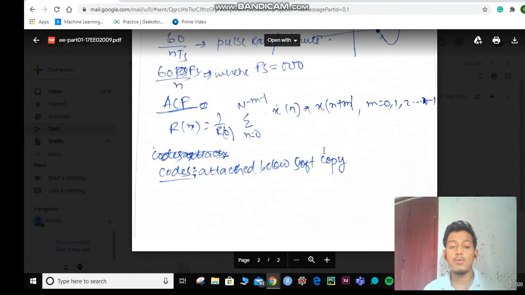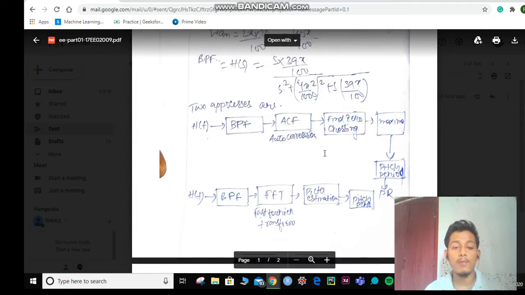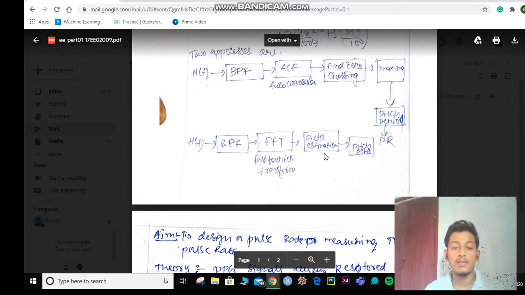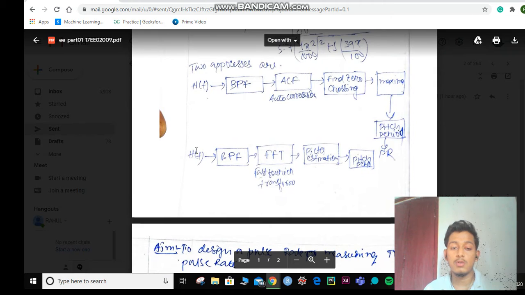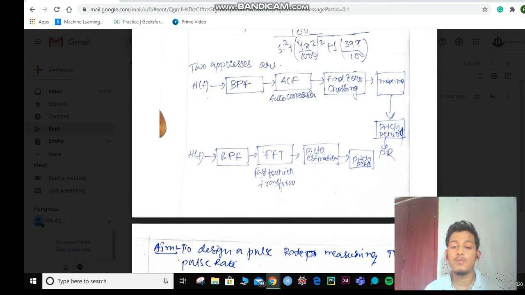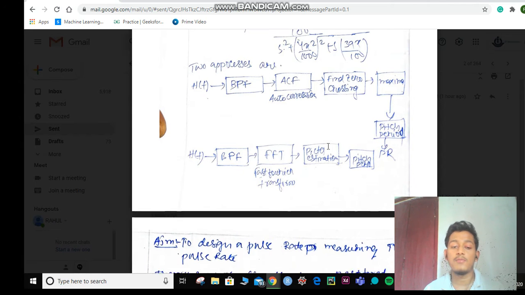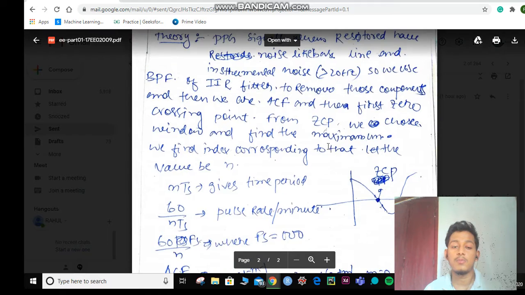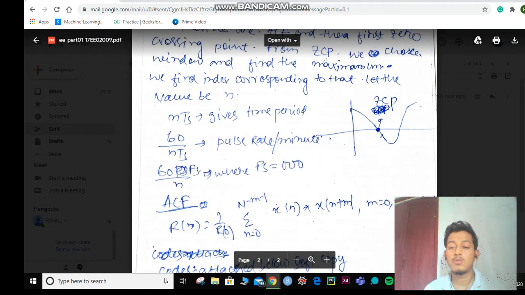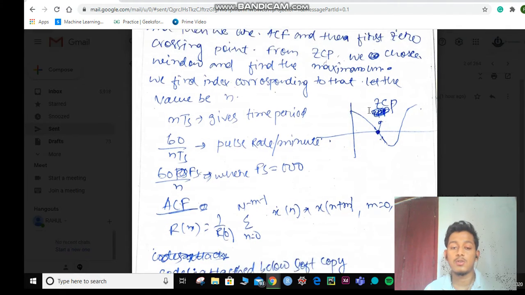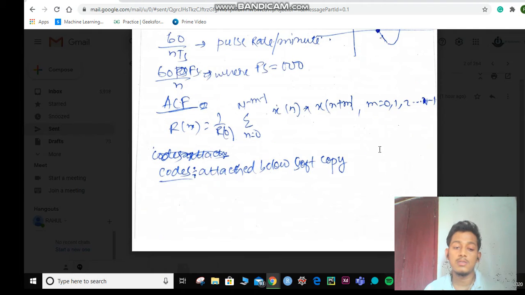Now by this we can find this approach. And the next approach is the band pass filter. Then we have to find the fast Fourier transform, FFT, then pitch estimation, then the pitch period we can find by this formula. So these are the two approaches. So this will be the zero crossing point, the ZCP.